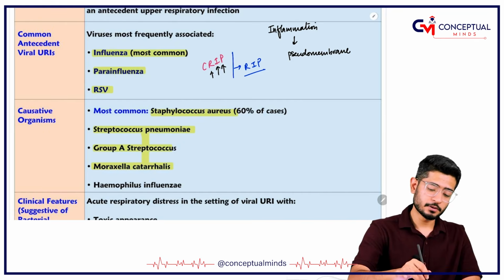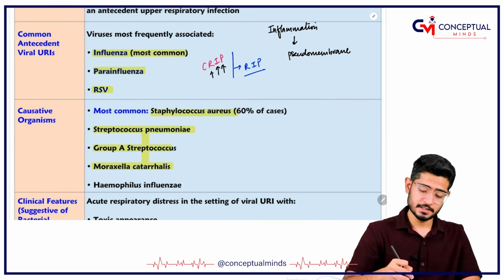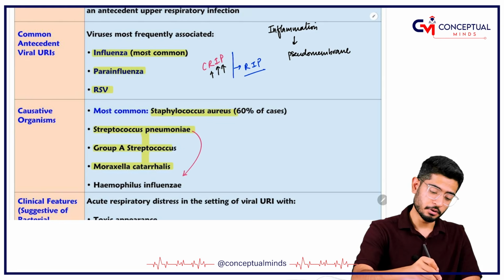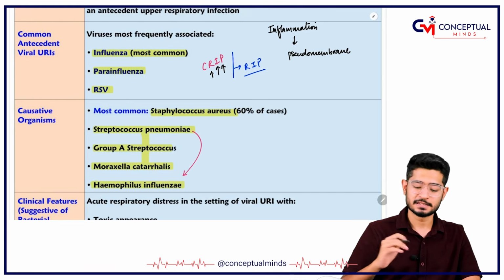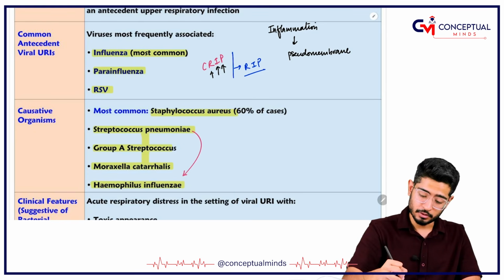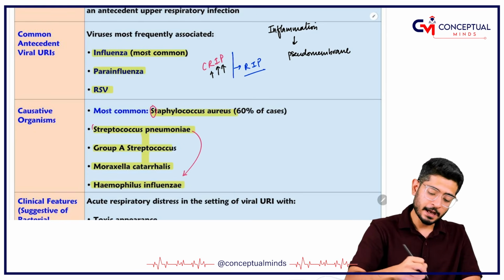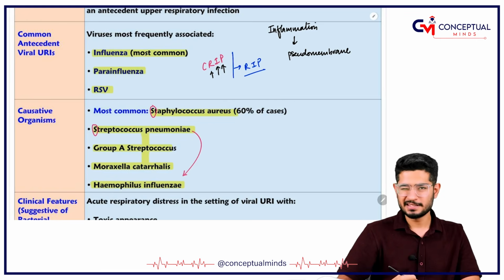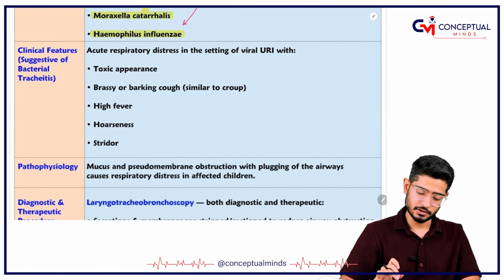If you don't know, just go and revise your microbiology. You will come to know that Streptococcus pneumoniae as well as Haemophilus influenzae are very similar in every kind. So please remember Staph aureus, Streptococcus pneumoniae, and group A Streptococcus. These three are sufficient to be remembered.